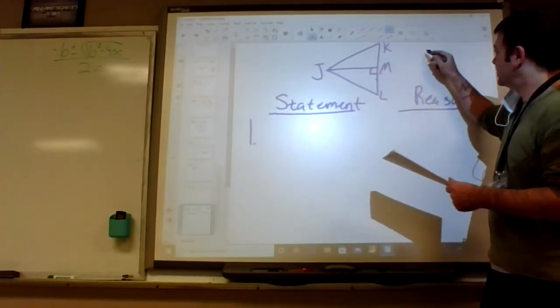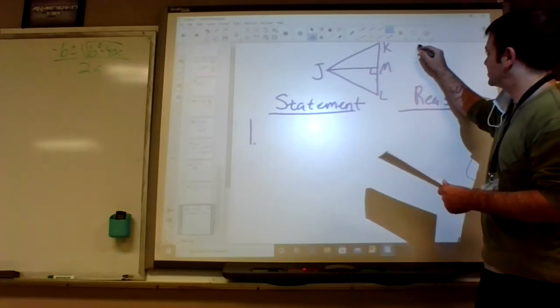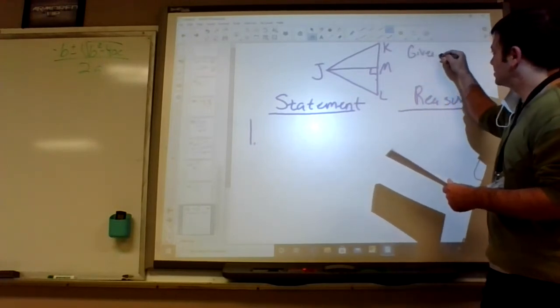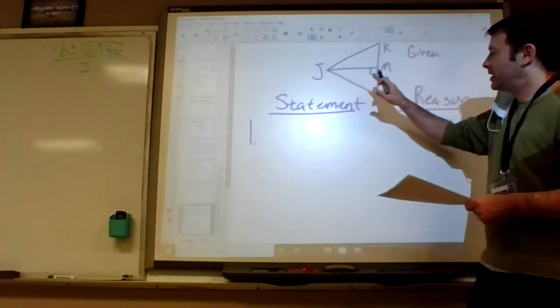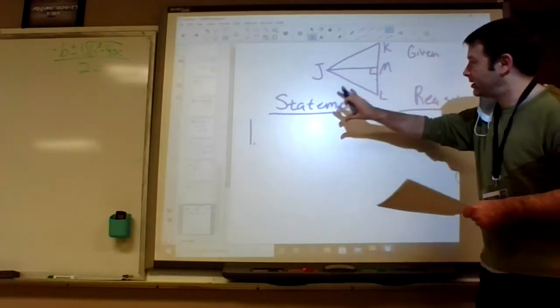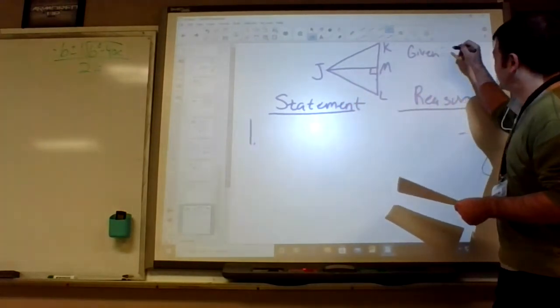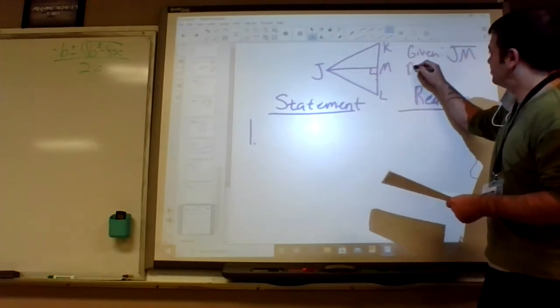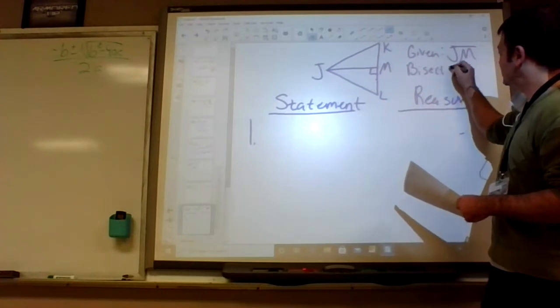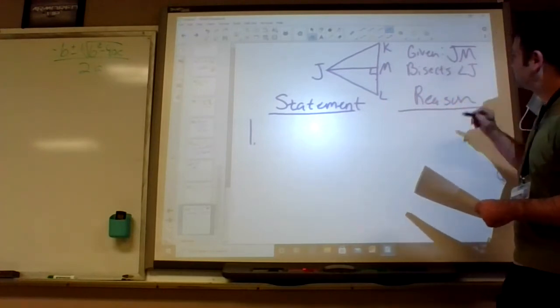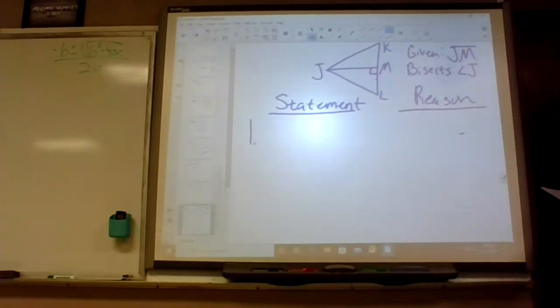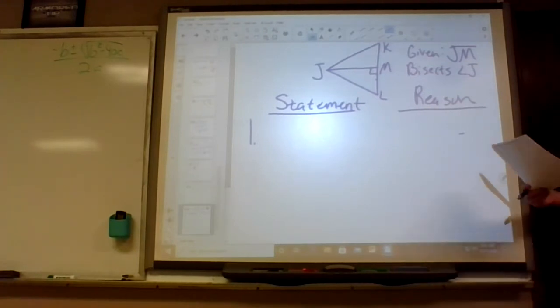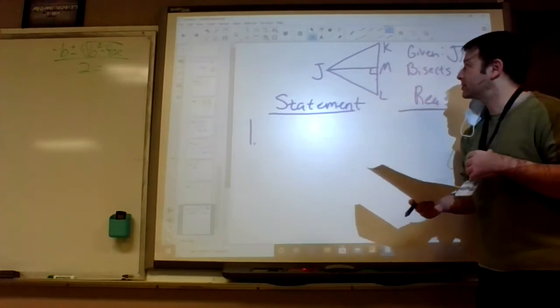So, the given is, I guess I'll just put it down. They're not going to write it down here for you, you have to write it down. Okay, I'll put it up here. Given is JM bisects angle J. So it's an angle bisector. And we're supposed to prove the triangles are congruent, basically.